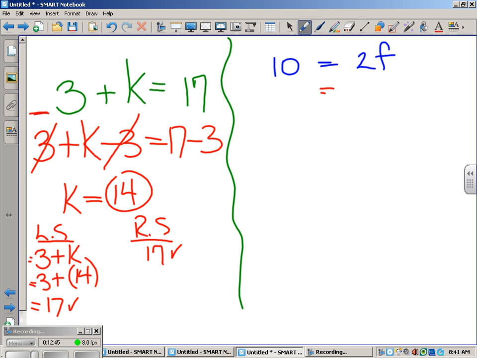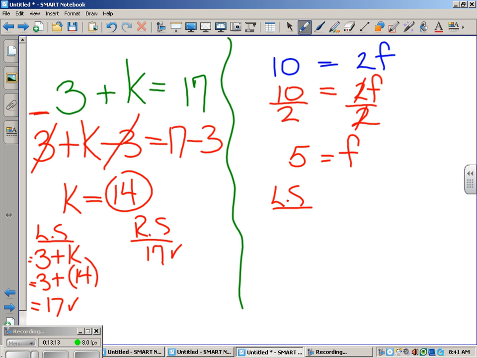So I like to start this question kind of at the equal signs just so I remember what I'm doing. 2f, the only way to get rid of that 2 to isolate for f is to divide by 2, because the opposite operation of multiplication is division. If I divide by 2 over there, I'm going to divide by 2 over there. The 2's here cross out, so I'm left with f over on the right-hand side, and 10 divided by 2 on the left-hand side equals 5.